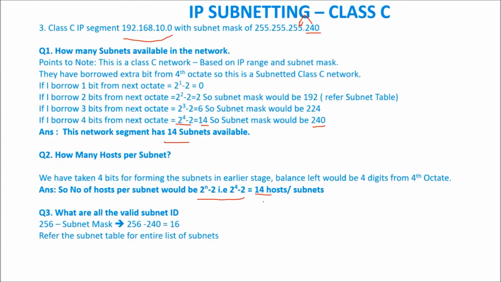So this kind of segregation is required for smaller networks, smaller projects. We need not allocate more number of IPs for them, right? Because it is going to be wasted if they are not using them. So better we stop the wastage of IP address. And what are the valid subnet mask, subnet ID? So 256 minus 240, subnet ID will be 16.